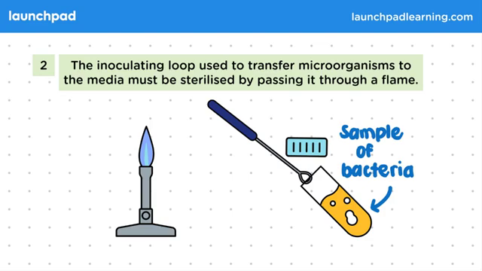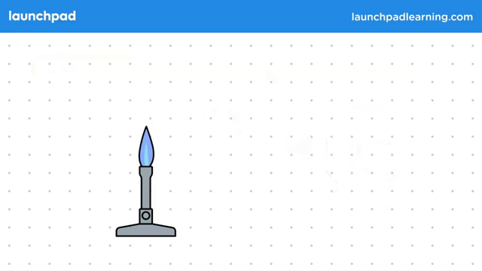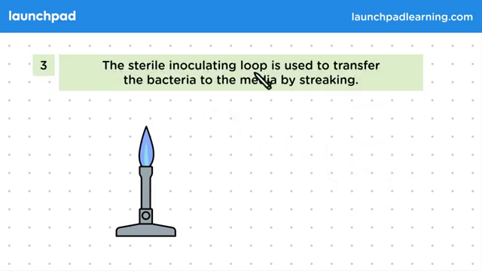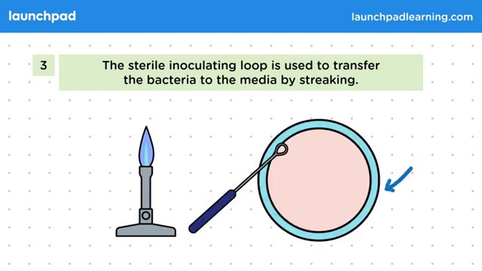For the exam, you are expected to be able to explain why the inoculating loop must be sterilised before use. How do we now transfer the sample of bacteria to the growth media? The sterile inoculating loop is used to transfer the bacteria to the media by streaking. The media in this case will be agar jelly inside a Petri dish.